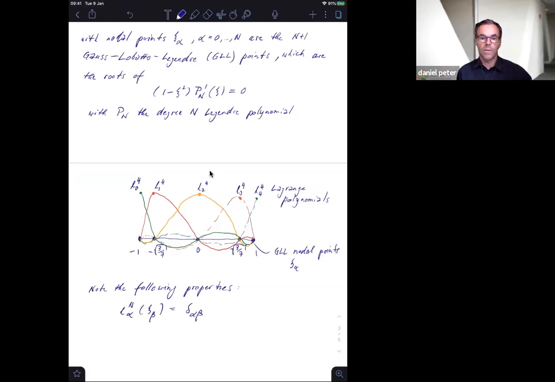So if alpha and beta are the same, this will be 1. If alpha and beta are different, this will be 0. It's one way of writing it.